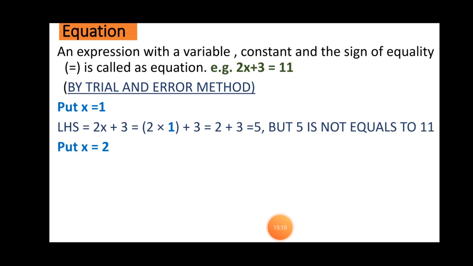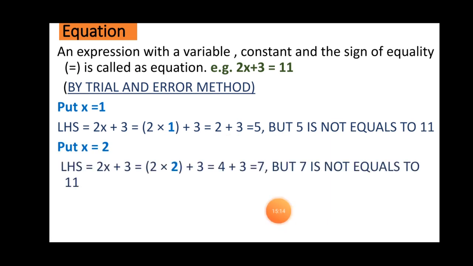So let's now put another value for this variable x. When we put 2 in place of x in the left hand side expression of the given equation, after doing all the operations, we got 7. Again, when we compare this 7, which we got on the left hand side while solving 2x plus 3, we are not getting a number equal to 11 that is present on the right hand side. So again, this is not the solution for your equation.